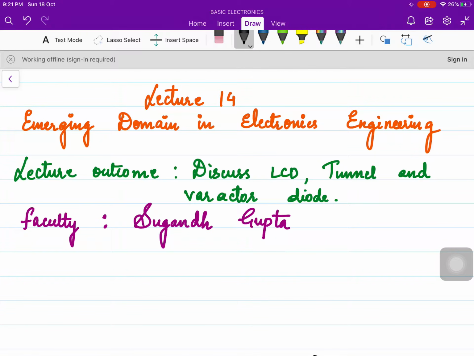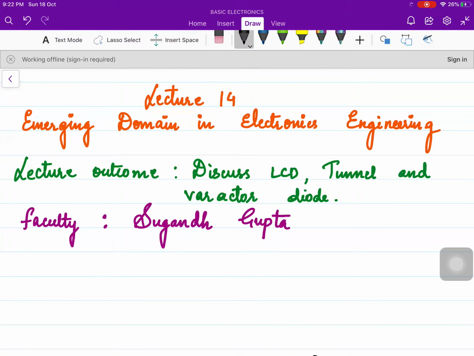In the last lecture, that is lecture number 13, we discussed LEDs, that is light emitting diode, and I observed that I forgot to discuss the advantages and disadvantages of LEDs in the last lecture. So before moving on to the LCDs, tunnel and Varactor diode, we will conclude LED with its advantages and disadvantages.